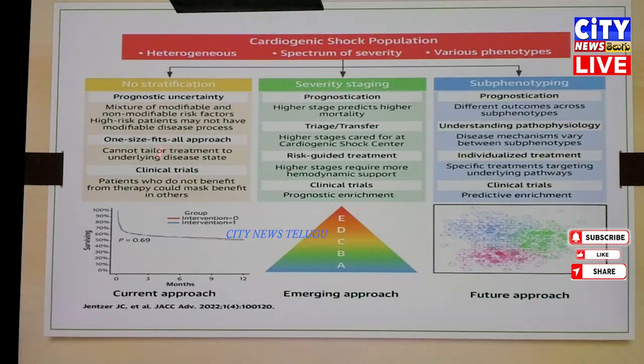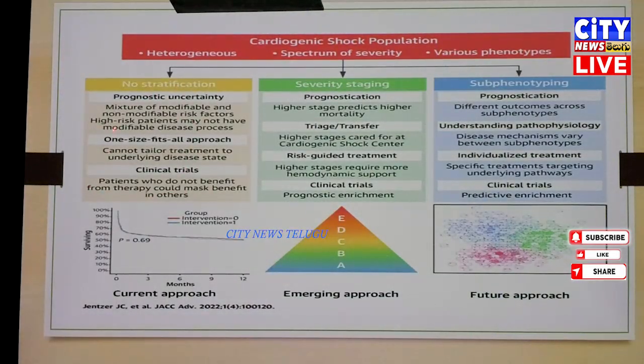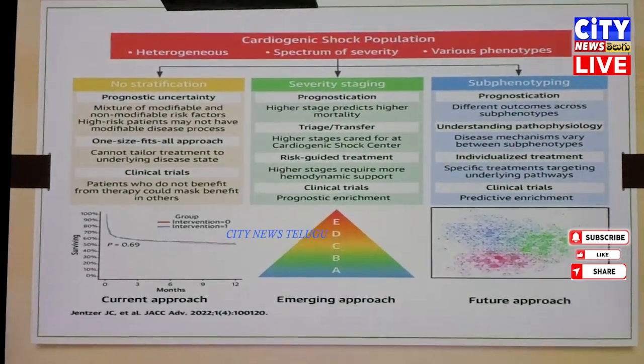Now we are going through the clinical trials. This is the current approach where we mix all the patients together. So modifiable, non-modifiable risk factors, all the high-risk patients, low-risk patients. So one size will not fit all. So now what we are doing is, we will do one intervention and check in all the subgroups and see it is acting properly or not. But if there is no, now the emerging approach is staging approach, but the futuristic approach is the subphenotyping, where we can individualize the patient and give the treatment accordingly.